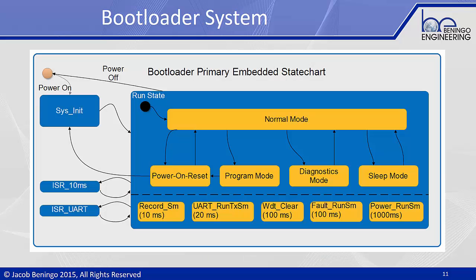Let's walk through an overview of the bootloader system. We're going to do this from two different perspectives. The first is going to be a system state diagram. In this case, this is going to be our bootloader's primary embedded state chart. We're looking at a very simplistic bootloader here.